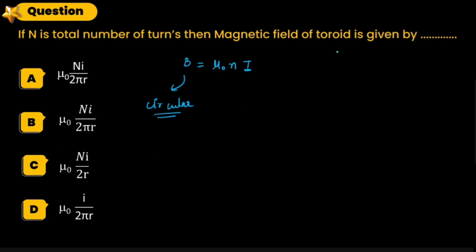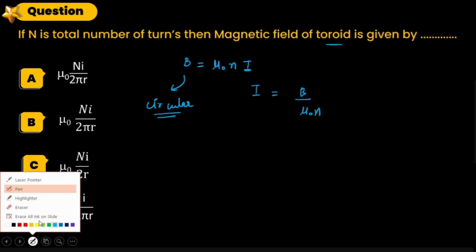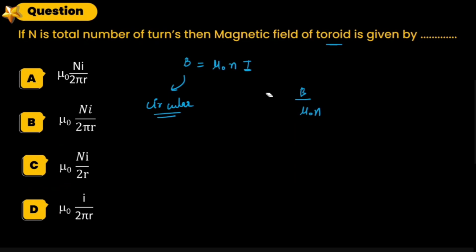So in a toroid, if the magnetic field is circular and we have to find the current, we have to find B only, the magnetic field only. If N is the total number of turns, the magnetic field of the toroid is nothing but mu naught N i.